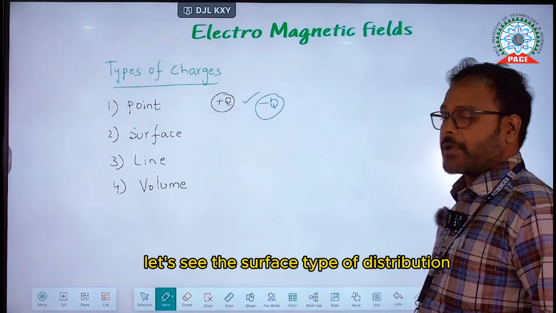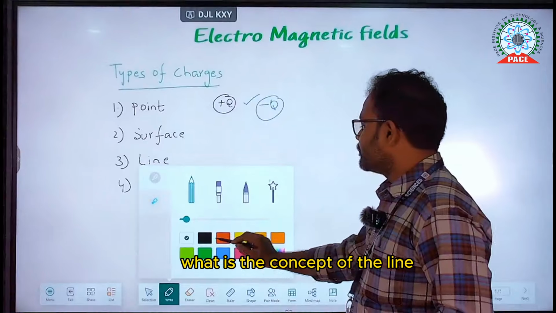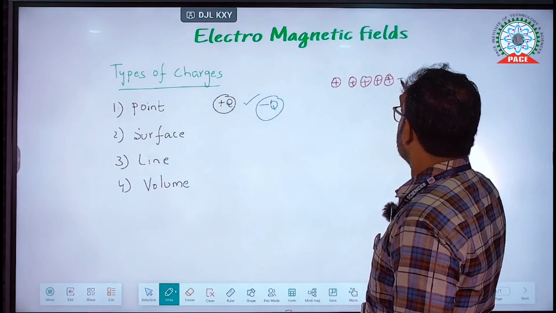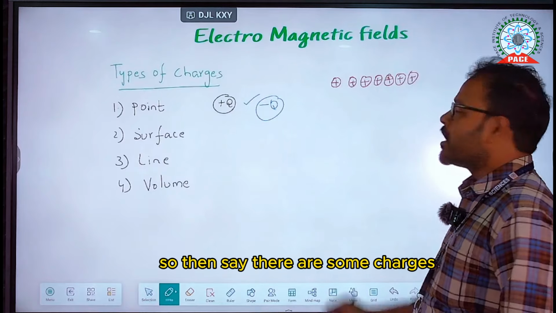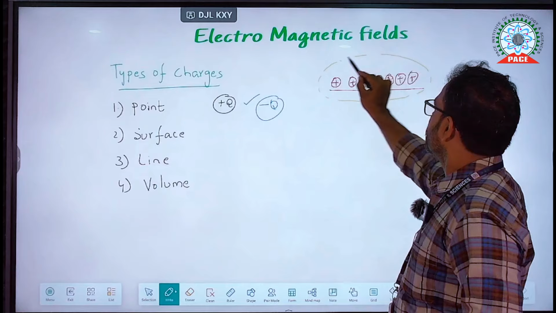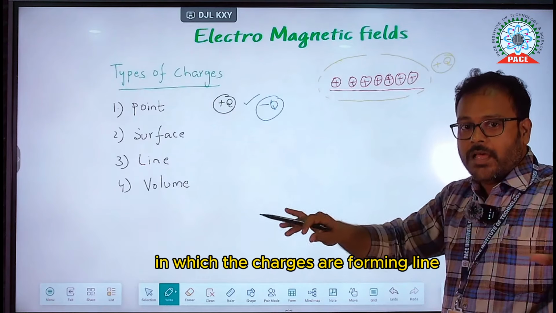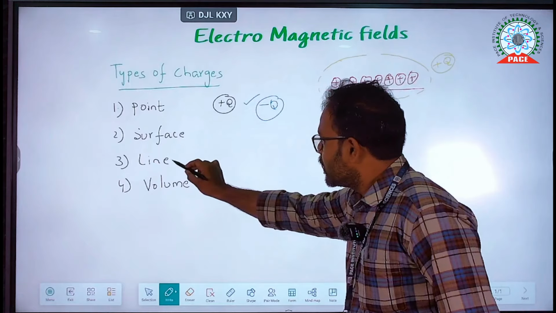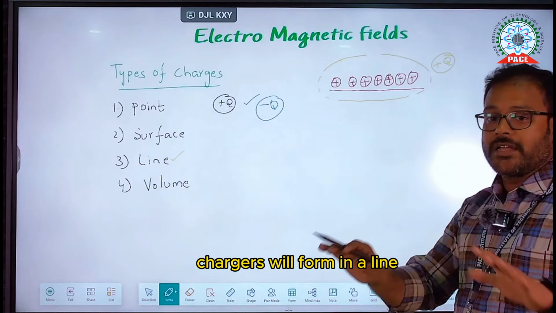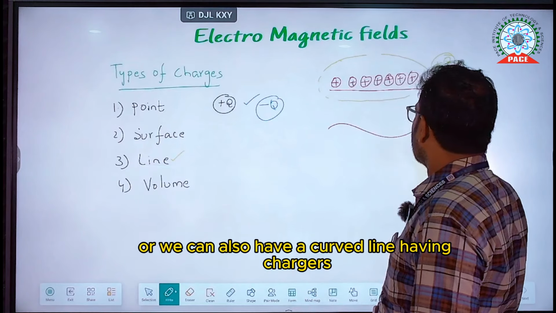Now let's see the surface type of distribution. Before that, let's make it simple using that line. So now we have discussed the concept of the line. Consider there are some charges which are formed in a line, and this total value is a charge Q. So what is the point? This is the total charge in which the charges are formed in a line. This type of distribution is called line type of distribution. In this line type of distribution, charges will form in a line, and that line can also be a straight line, or we can also have a curved line having charges.